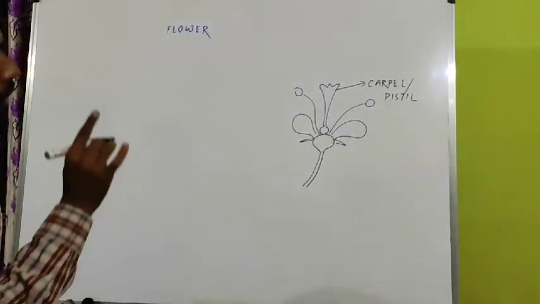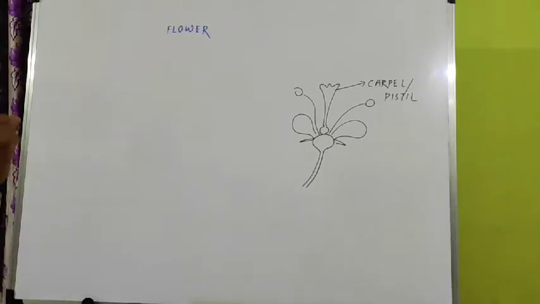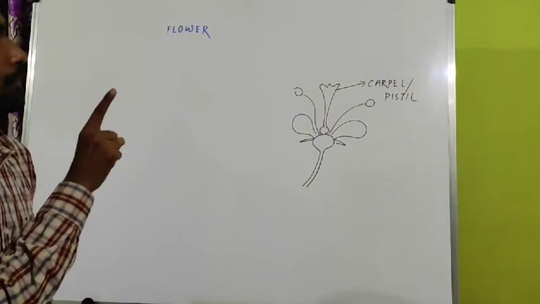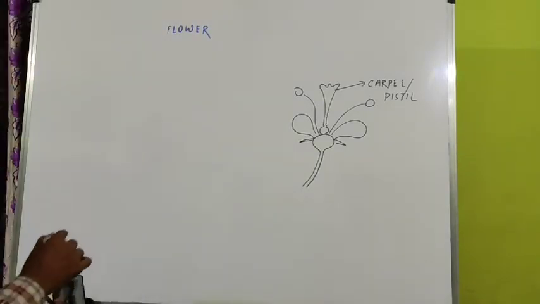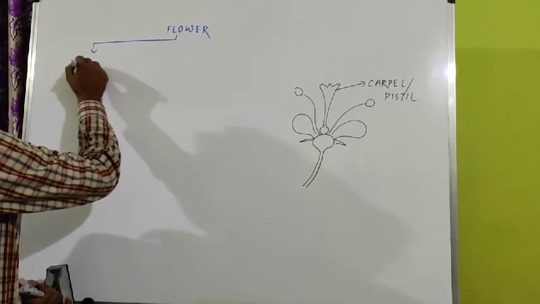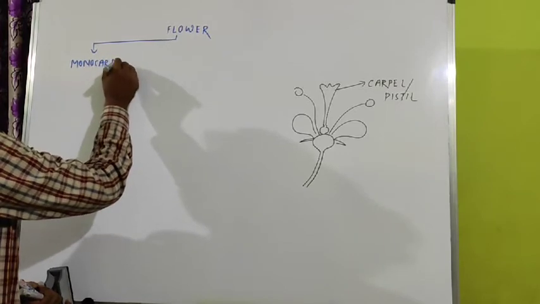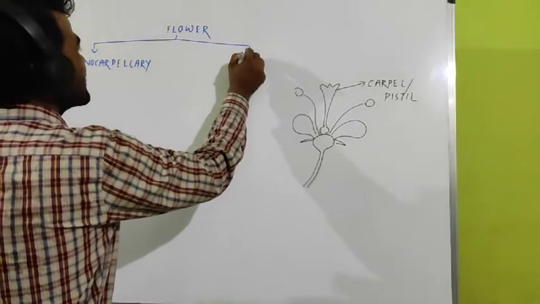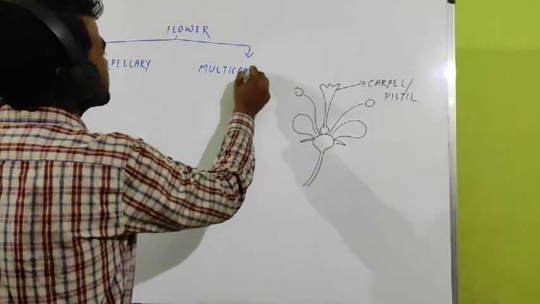Clear? So on the basis of the number of carpels or pistils, how many carpels or pistils are present in a flower, flowers are of two types. First is called a monocarpellary flower. Another, the second, is called a multicarpellary flower.